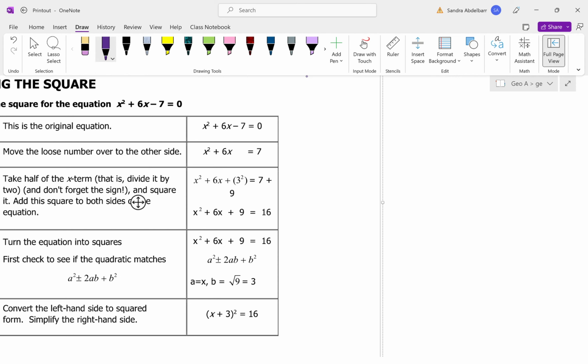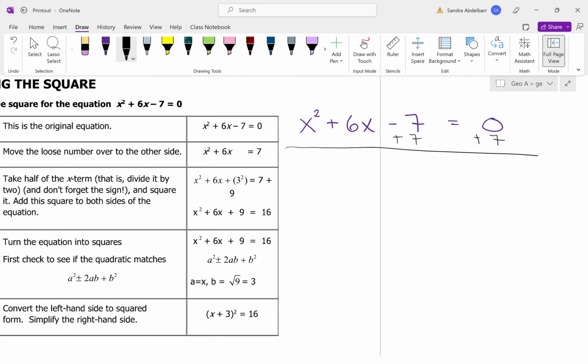So your first step is you're going to take your equation and you want to keep everything that has a variable on one side, and any constant term or number that doesn't have a variable, you want to move it to the other side. So x squared plus 6x, I want to keep on the left side. But that -7, it doesn't have a variable with it, so I want to move it to the other side. How do you think I'm going to move -7 to the other side? Exactly, we're going to add 7 to both sides. So now we have x squared plus 6x, I'm leaving some space there, equals 7.